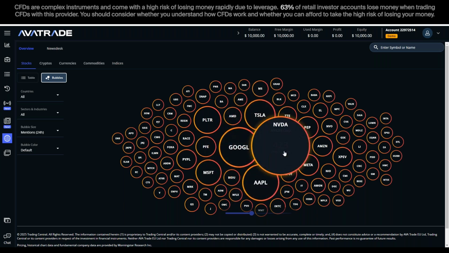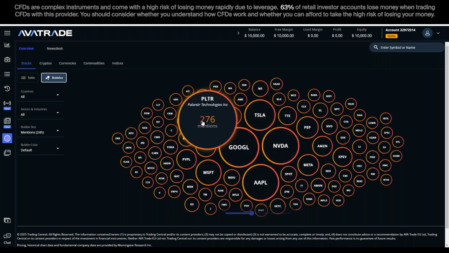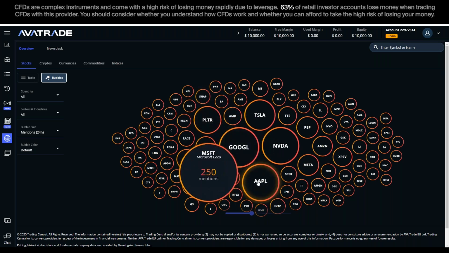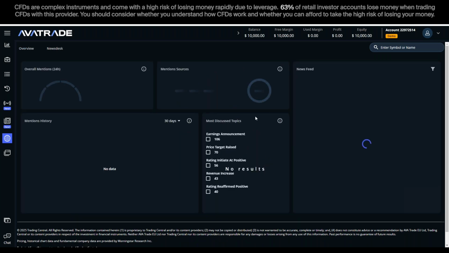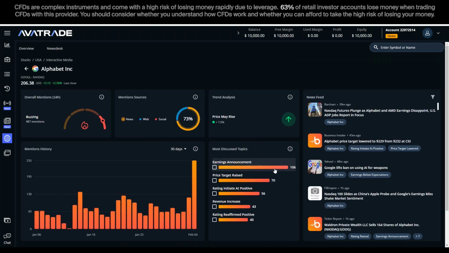bigger than the rest. So as you can see, we have here NVIDIA, Tesla, Palantir Technologies, Google, Microsoft, Apple, all kinds of things. Let's go with what's in the middle. So let's go with Google Alphabet. And in here it's also divided into different categories. As you can see, those are the topics mentioned here to the right.